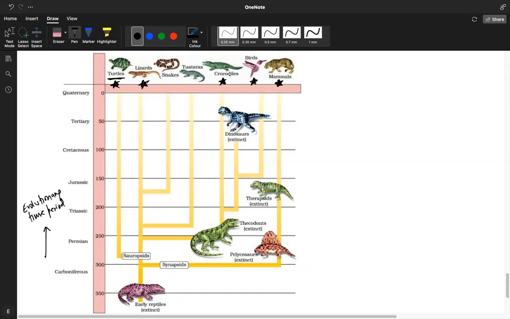So turtles, lizards, crocodiles, birds, and mammals. Just observe this table for 5 minutes and make your own notes, 3 to 5 minutes. I hope everyone is doing it.